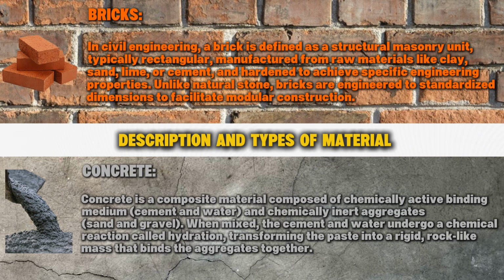Next, concrete. Concrete is a composite material composed of a chemically active binding medium, cement and water, and chemically inert aggregates, sand and gravel. When mixed, the cement and water undergo a chemical reaction called hydration, transforming the paste into a rigid, rock-like mass that binds the aggregates together.